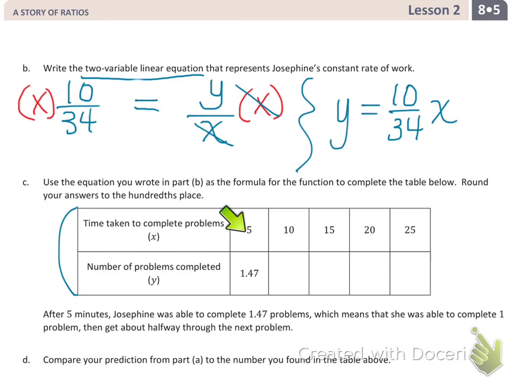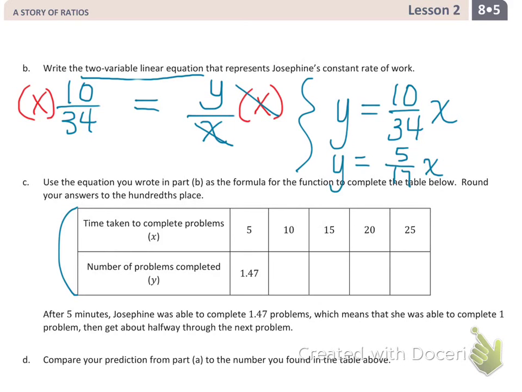So this is going to be 5 minutes. So in 5 minutes, she could complete 1.47 problems. So that would be putting in 5 for x and multiplying by 10/34. We could simplify that 10/34 and write this equation as y is equal to, dividing out a 2 on both of those, 5/17 times x. So that makes it a little simpler, but it's the same function. It's the same linear equation.